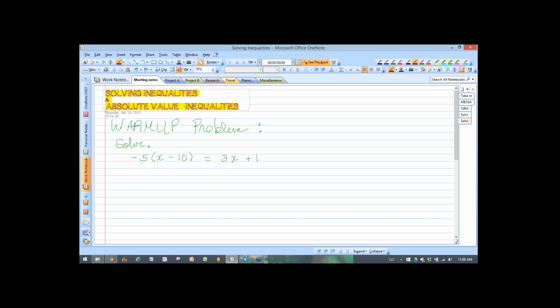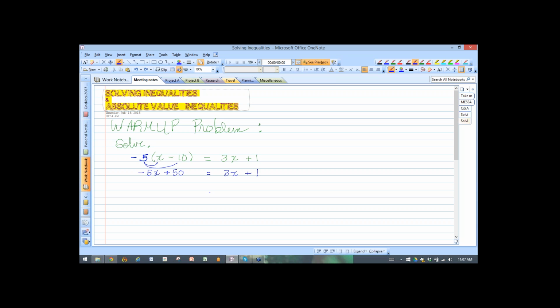So let's take the negative 5 and we want to distribute it thoroughly into whatever's in the parentheses. So this guy's going to go here and here. Negative 5 times x is negative 5x. Now negative 5 times a negative 10 will be a positive 50. And so we're going to carry down this equal sign. We're going to carry down the right side because the right side is simplified already.